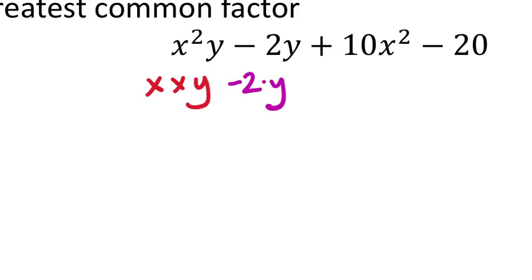So the 10x to the power of 2, the 10 I'm going to split up into 5 times 2, and then times x. And then the negative 20, I mean, you could say it's like 4 times 5, but I'm going to break that down even more into negative 2 times 2 times 5, okay? Oh, I should use a different color. There we go. There's the prime factorization of negative 20 now.